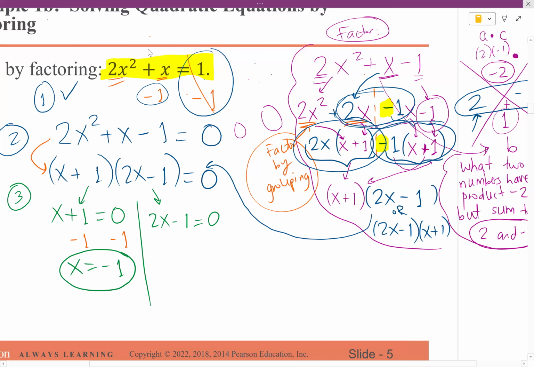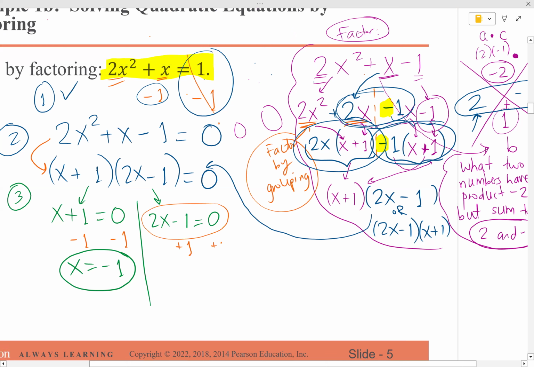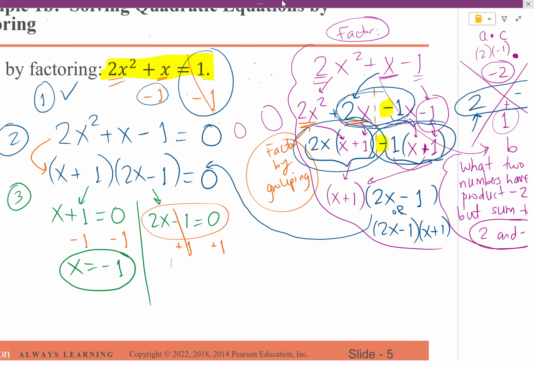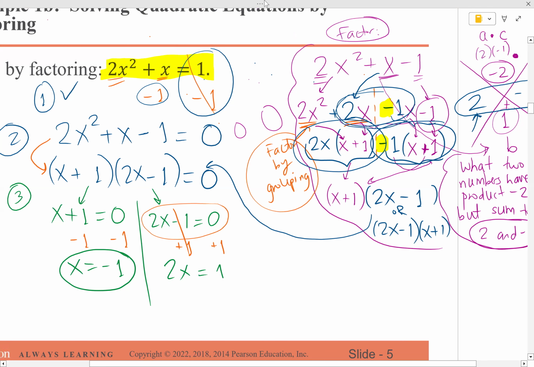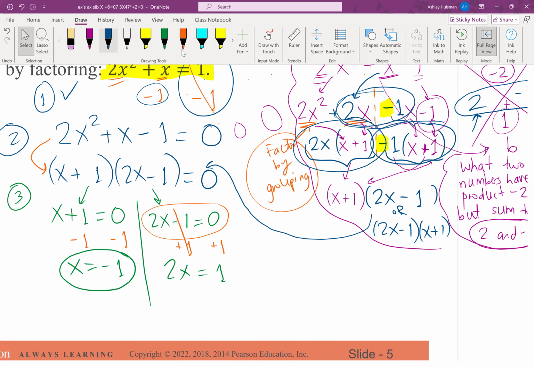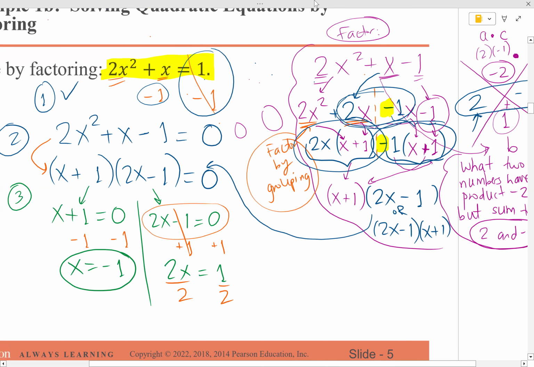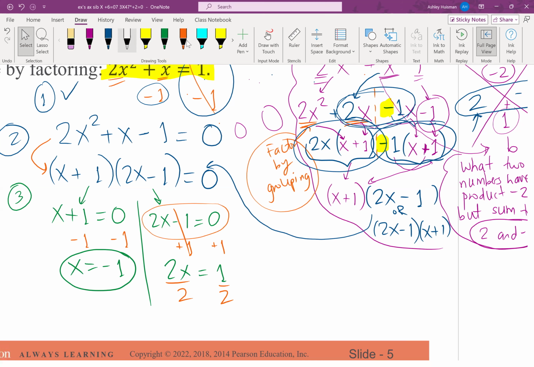And then the other one, I need to do a little more work. In order to solve this little equation, I first need to move the 1 over by adding it. I'll be left with 2x is equal to 1. And then I'll divide both sides by 2. There we go. So x should be equal to 1/2 in that case.